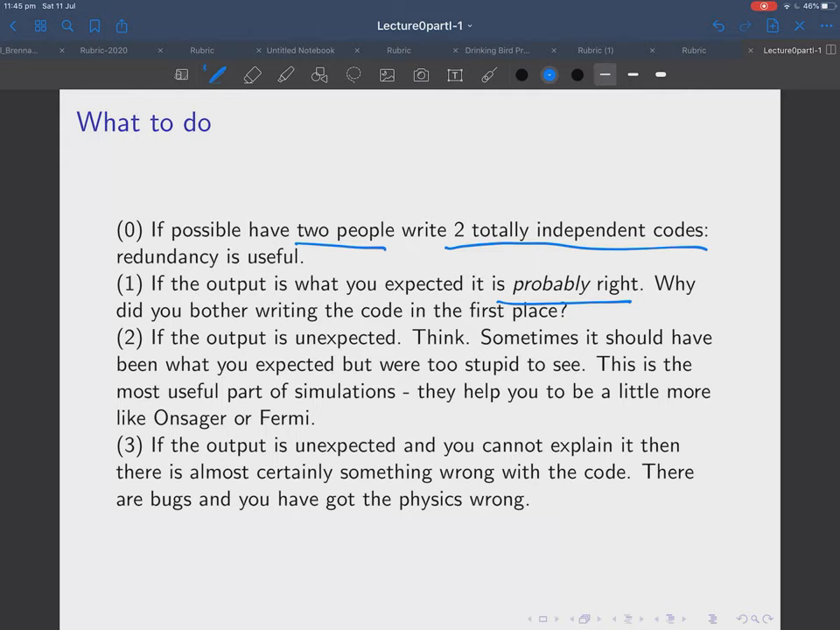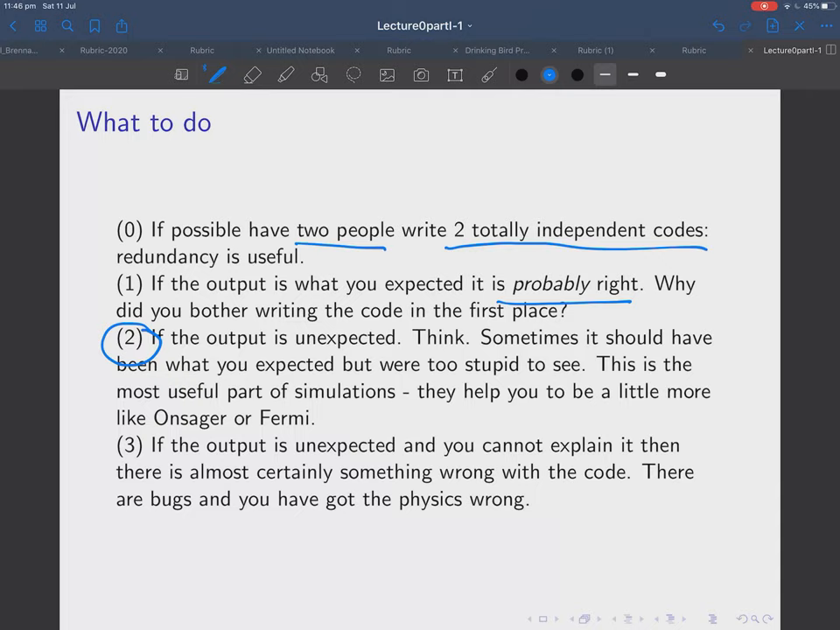If the output is unexpected, and this is the more important case, this is where computers really start to become useful. You get an unexpected output, but then if you think about it, you say, that is what I expected to see, but I just wasn't clever enough to see it. The computer has given you a hint about what you really should have expected to see. It makes you a little bit more like Onsager or Fermi or Oppenheimer or one of these guys who will understand what's going on. So it can make a stupid person increase their intelligence a little bit. And you can see sometimes what you should have seen before you programmed, but just couldn't.